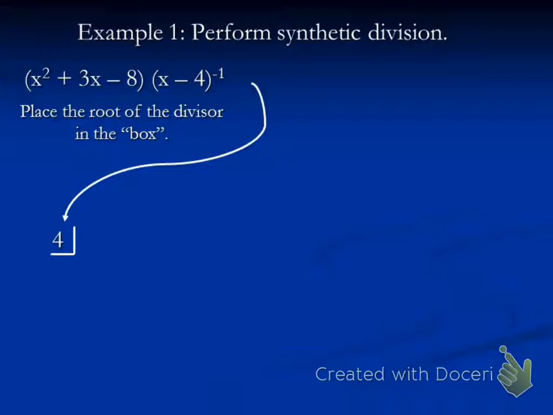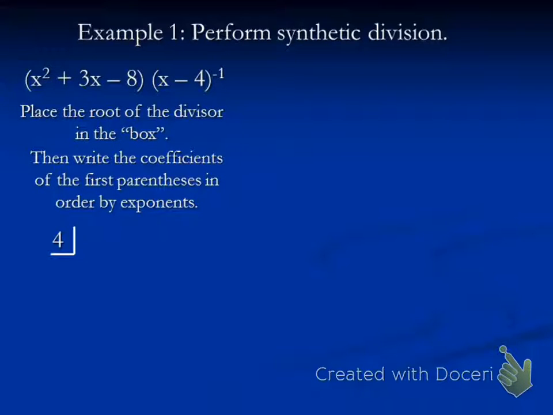Beside that box, we're going to put the coefficients of the dividend. So the coefficients of x squared plus 3x minus 8, what are those coefficients? 1, 3, and -8. That's what goes there. All right. Next step in the process is you skip a line and draw a line. I'm going to give you a chance to write all this if y'all want to just watch.